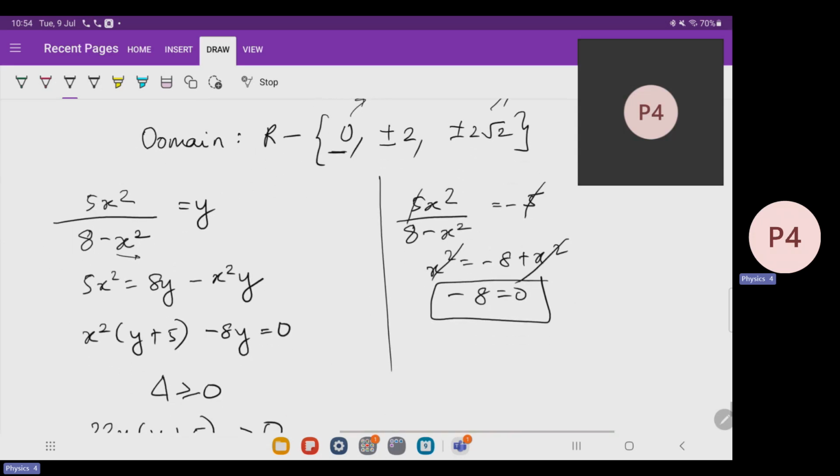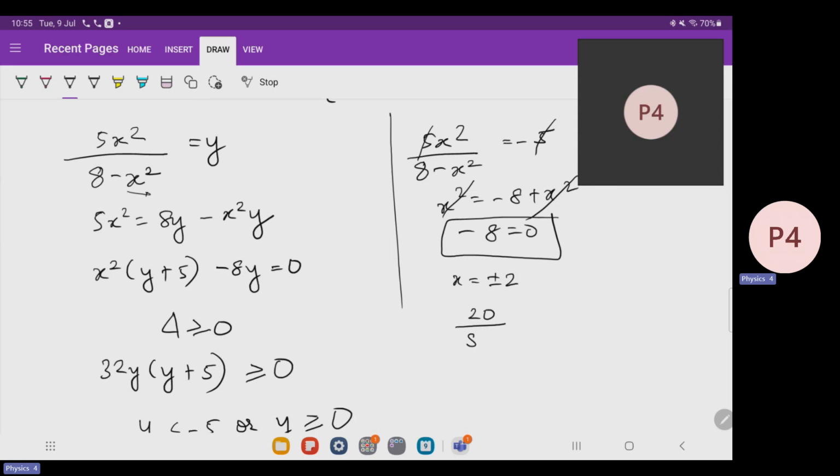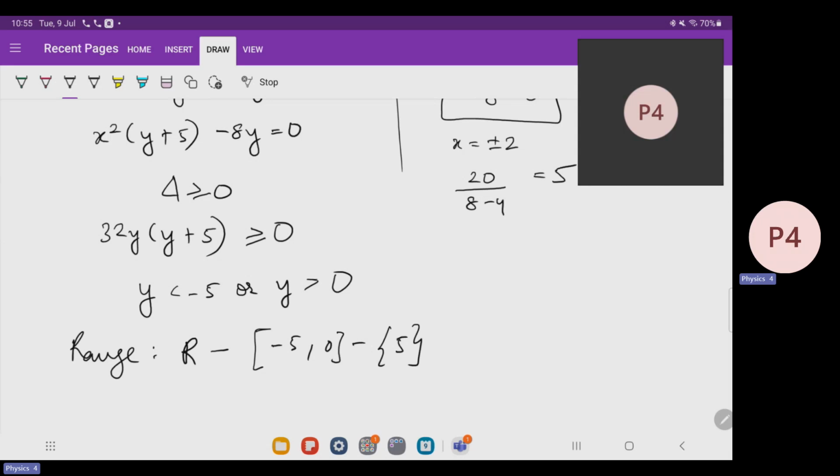What about plus or minus 2? That also cannot be in the domain of this function. If you put x as plus or minus 2, you will get 5 into 4, 20 upon 8 minus 4. This is 5. So 5 also cannot be in the output. So what is the range? The range is all real numbers except minus 5, 0 and 5. So R minus the set of minus 5, 0 and 5. This is the range.